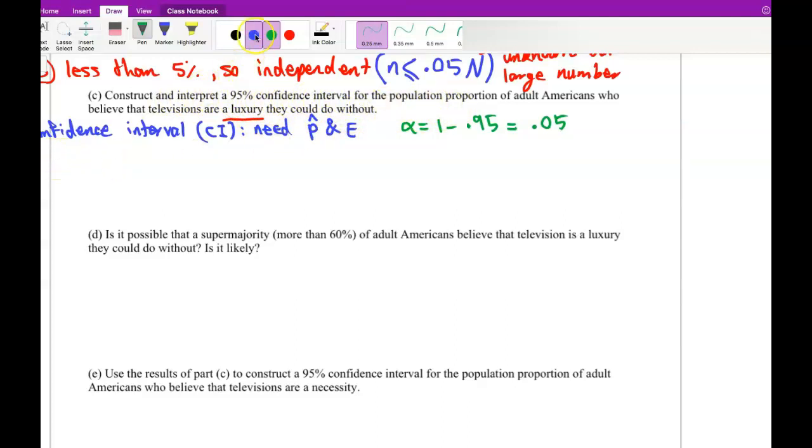So now we have Z alpha divided by 2. So this is our critical value. Alpha is 5% divided by 2. So that is Z 0.025. Then using the table to find the answer for that part.